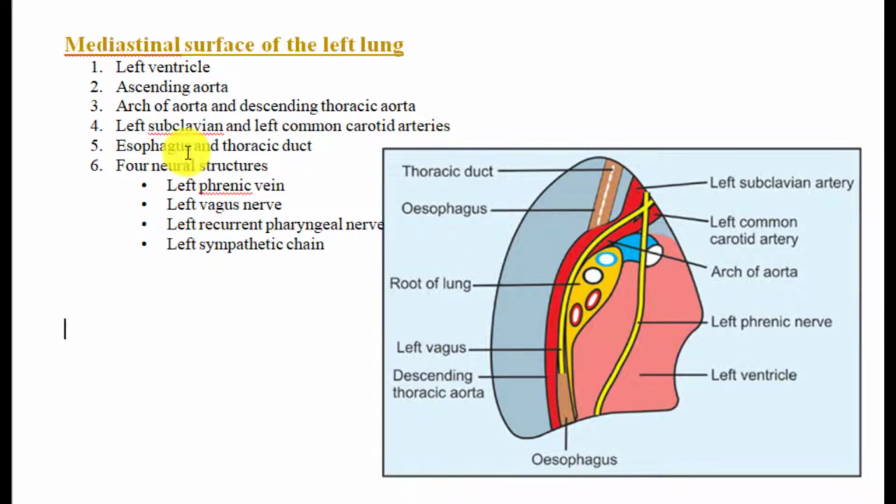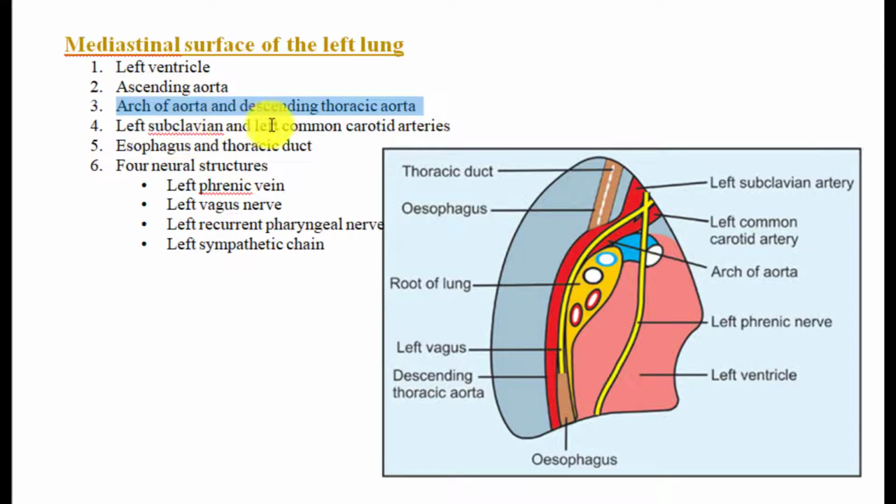Look carefully, friends. There is the left ventricle. So we say that the left ventricle of the heart is in relation to the mediastinal surface of the left lung. There is the ascending aorta, you can see there is the ascending aorta also. Then there is the arch of aorta and the descending thoracic aorta. The arch of aorta, and this is the descending thoracic aorta.